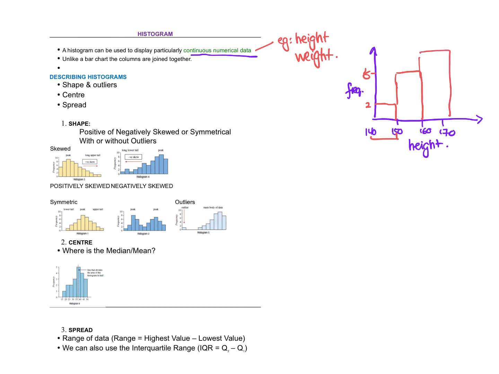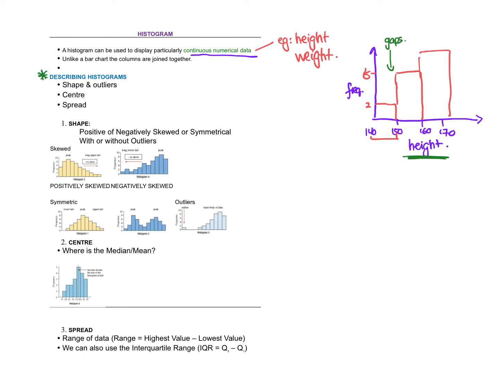The big difference is it has no gaps, and obviously this is continuous numerical data. Remember the bar chart was for categorical data, and it had gaps. So when we've got numerical continuous data, we're going to do a histogram. In a minute, we're going to show you how to get the histograms up on the calculator. But once we've got this histogram, we obviously want to describe it.